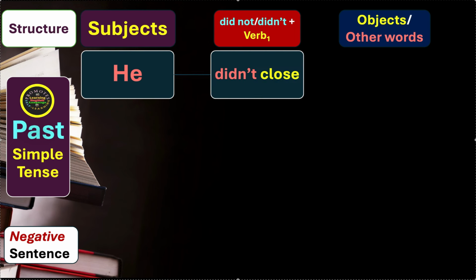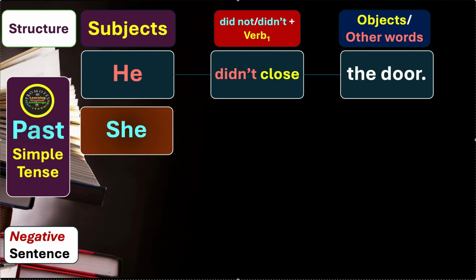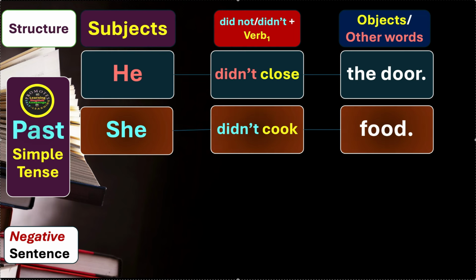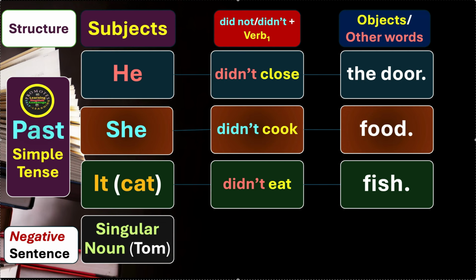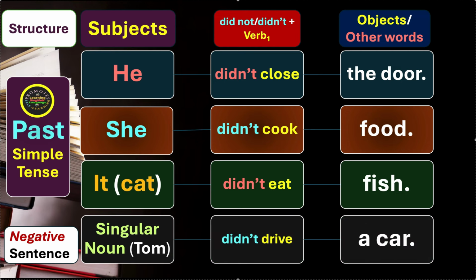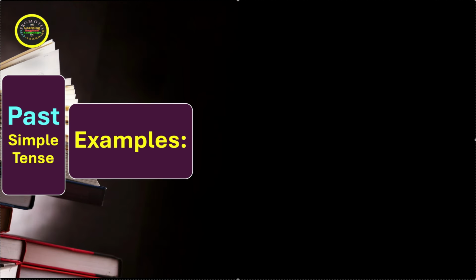He didn't close. We cannot say closed. We cannot use the second form of the verb two times. Already we have used the word didn't. That's done. Then use the first form of the verb in the negative form. And then we have object. Likewise, she didn't cook food. It here for cat, didn't eat fish. Singular noun for Tom here. Didn't drive a car. Now let's see the examples.